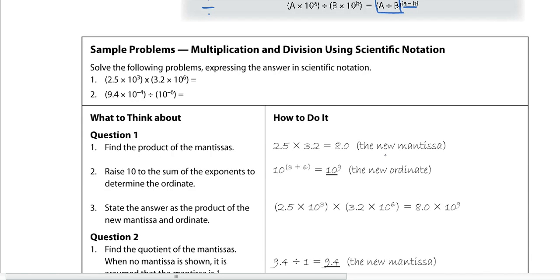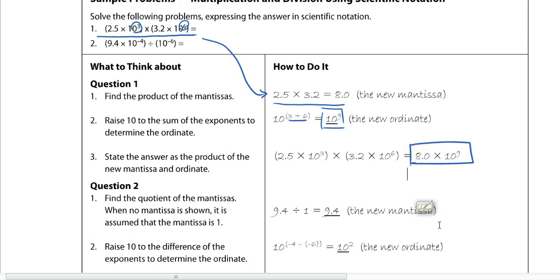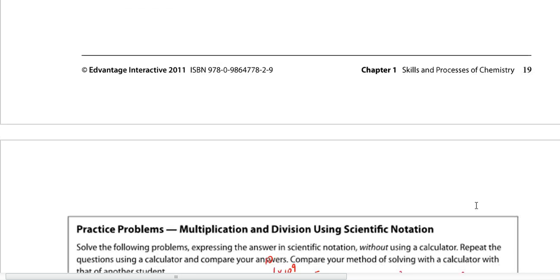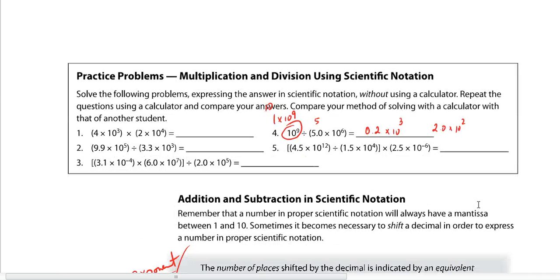We have 2.5 times 10 to the third multiplied by 3.2 times 10 to the 6th. And we can see that we have the two numbers being multiplied first, and then we have the two exponents, which was 3 and 6 being added together to give 10 to the 9th, and then we put it together. Alright, you can see divided by as an example here, and you should do a nice little quick check.